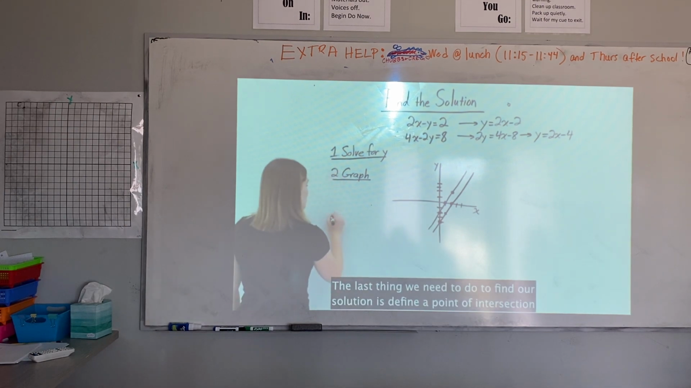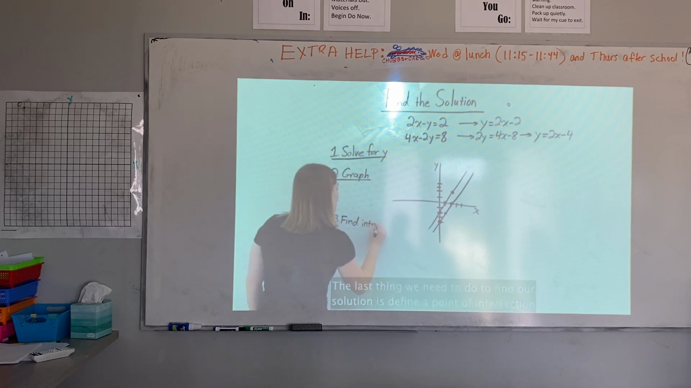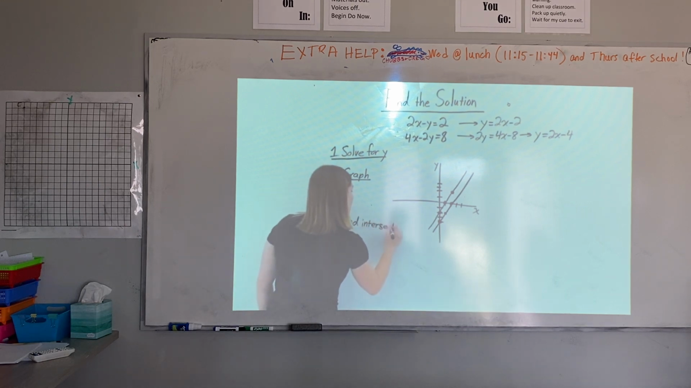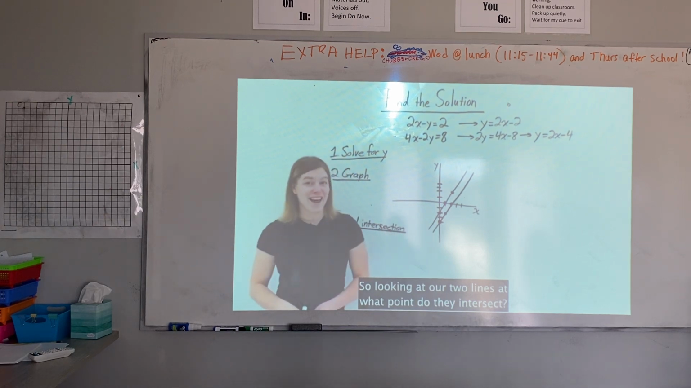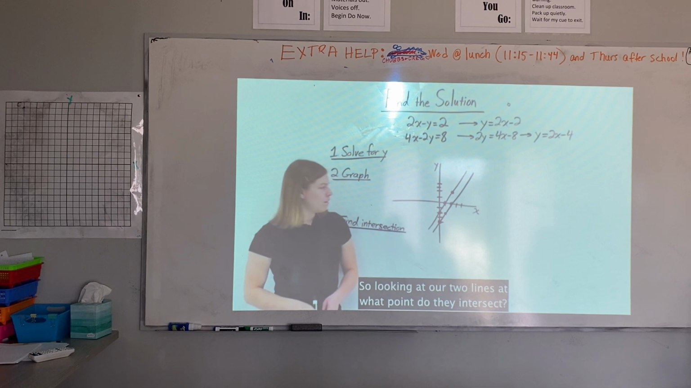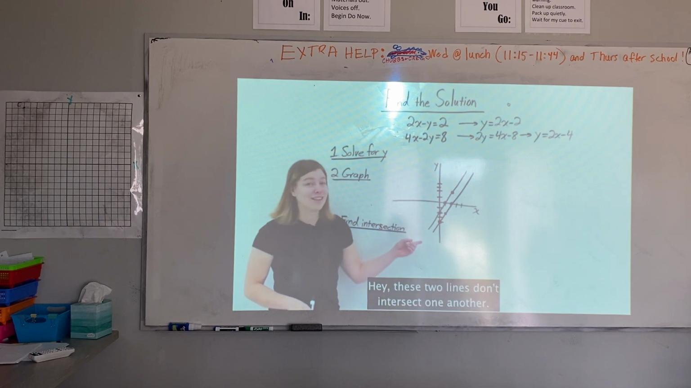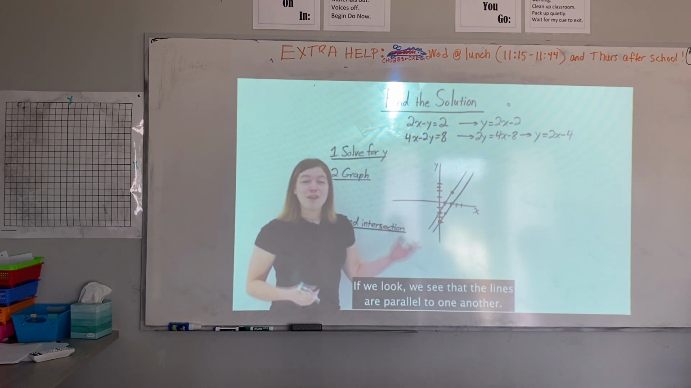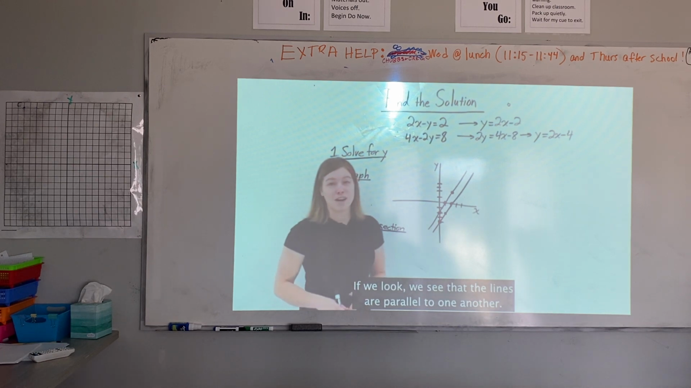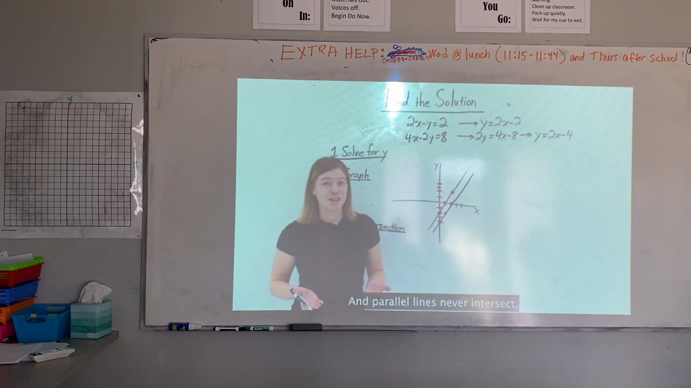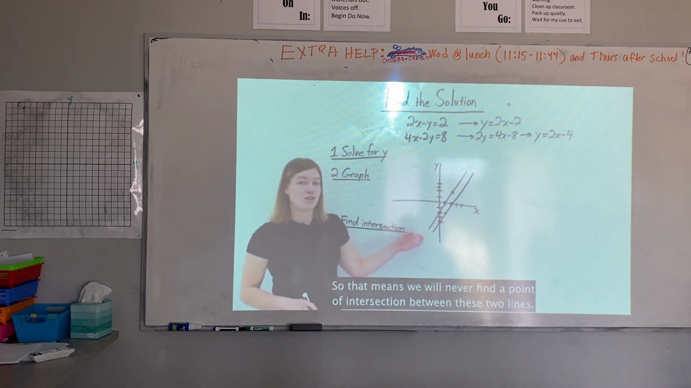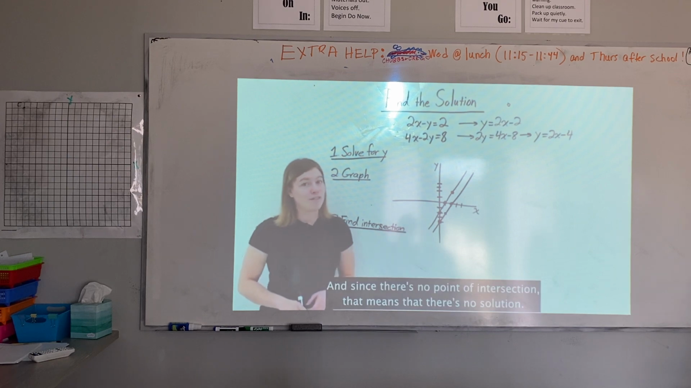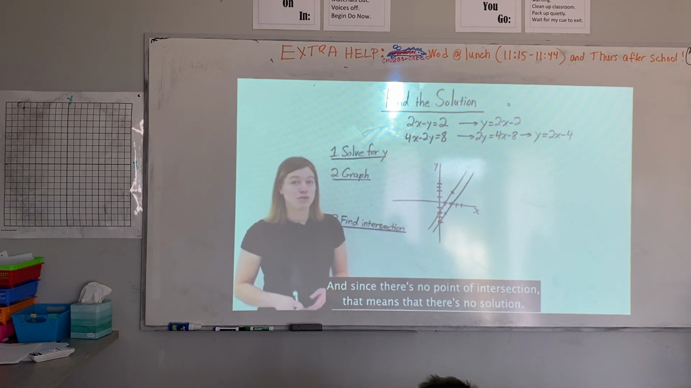The last thing we need to do to find our solution is to find the point of intersection between the two lines on our graph. So looking at our two lines, at what point do they intersect? No solution. These two lines don't intersect one another. If we look, we see that the lines are parallel to one another, and parallel lines never intersect. So that means we will never find a point of intersection between these two lines. And since there's no point of intersection, that means that there's no solution.